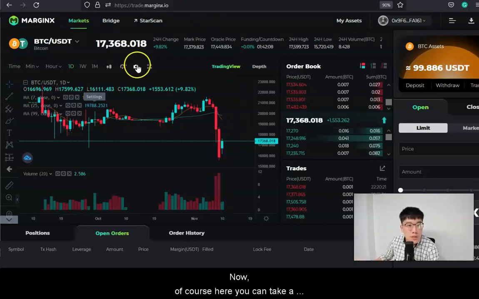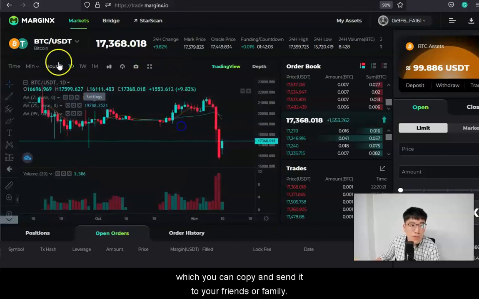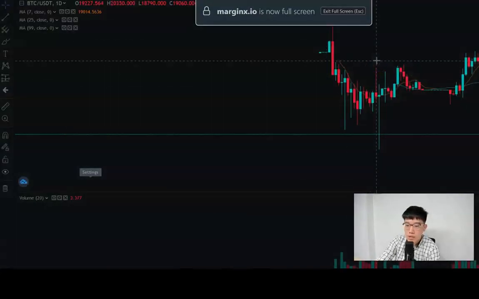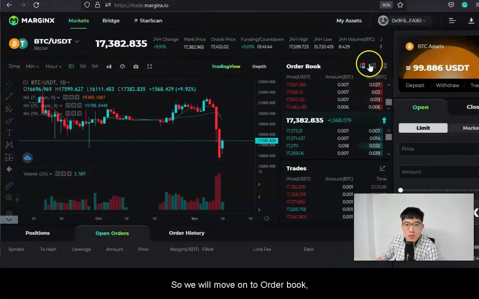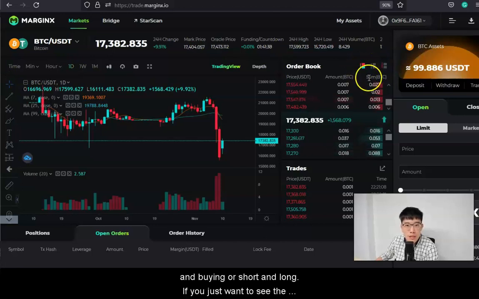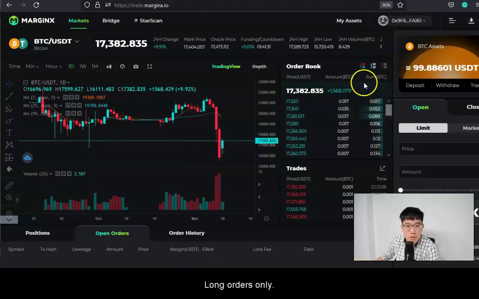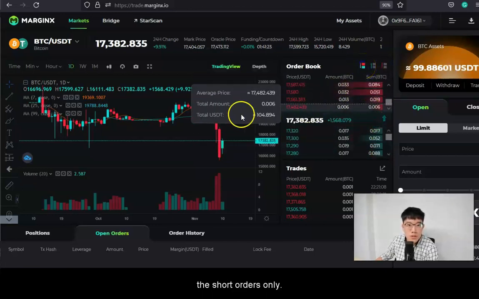Now, of course, here you can take a screenshot. You can generate an image URL which you can copy and send to your friends or family. Here you also have a full screen mode. This is it for some of the functions here. Next, we move on to order books. Simply put, this is a combination of both selling and buying, or short and long. If you just want to see the longs, you can click on this and you should see all the long orders only. Click on this and you should see all the short orders only. Very self-explanatory.